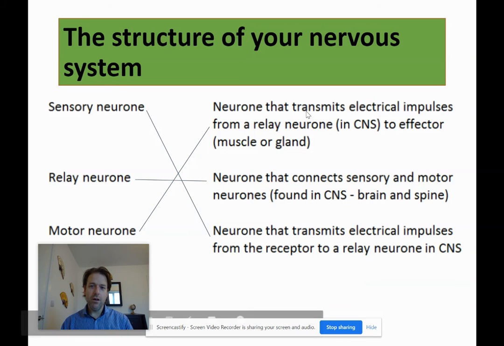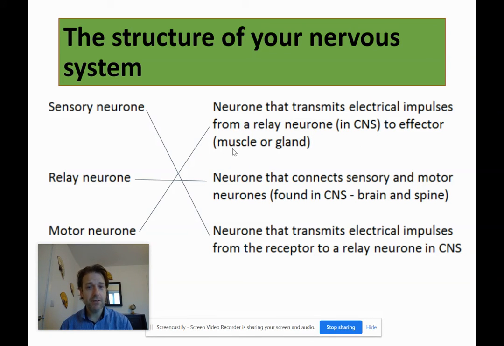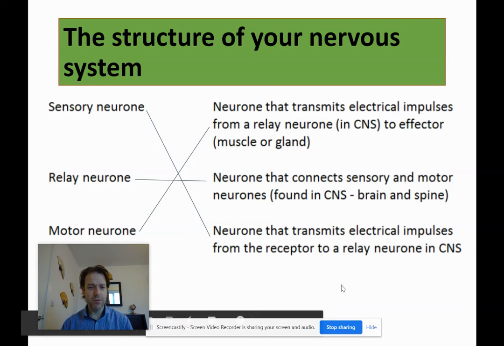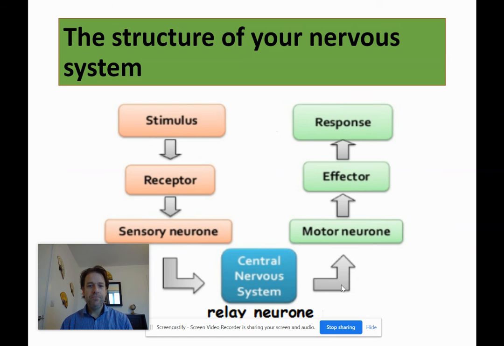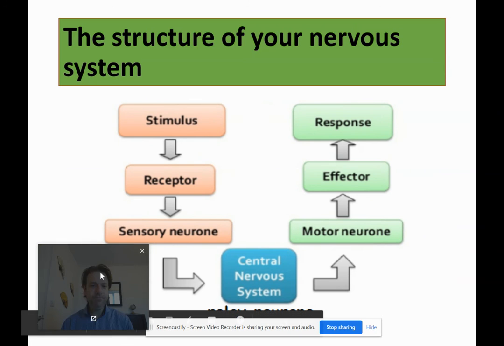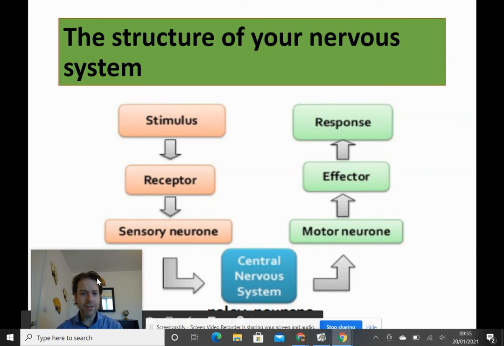And then motor neurons, these take impulses from your central nervous system, from your brain and your spinal cord, to an effector, of which there are two types. Your effector can be a muscle or a gland. And that brings about our response. So contract the muscle or the gland releases something. So we can see here our little flow chart of what happens.